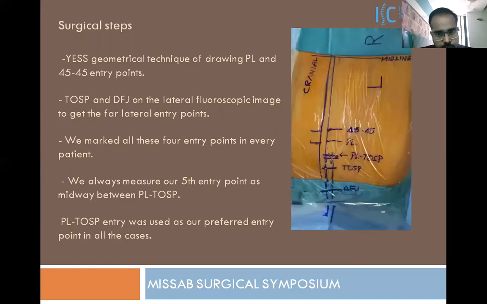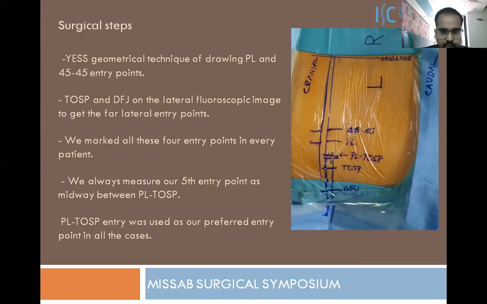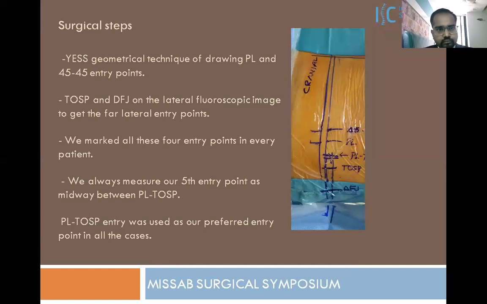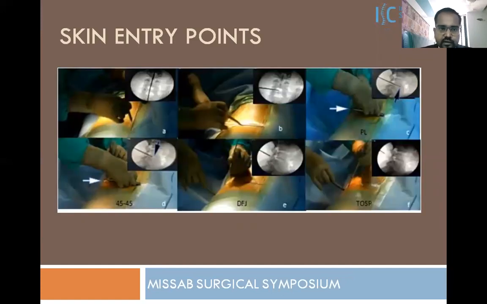So the top of the image is the midline part, and as we come to the bottom, we are coming laterally. The left side is the cranial, the right side is the caudal part. As we come laterally, the first one is the 45-45, then the posterolateral, then PL-TOSP, then the tip of spinous process, and the last, most lateral, is the DFJ entry point. So this is how we mark the skin entry point.